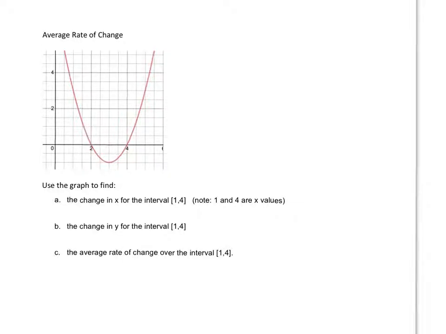Okay, so let's look at finding average rate of change. Another way to think about average rate of change that you might be familiar with is the slope of a line between 2 points. And that's basically what we're finding with average rate of change.